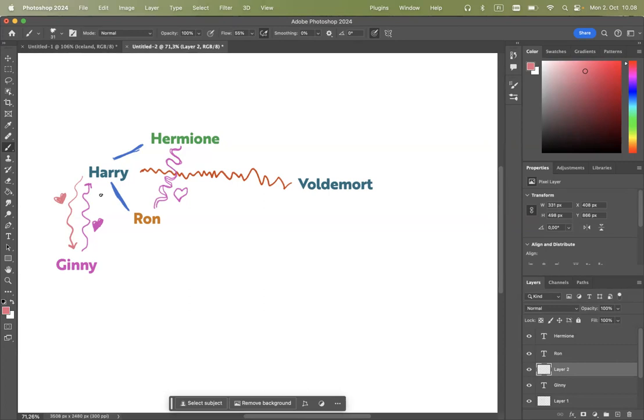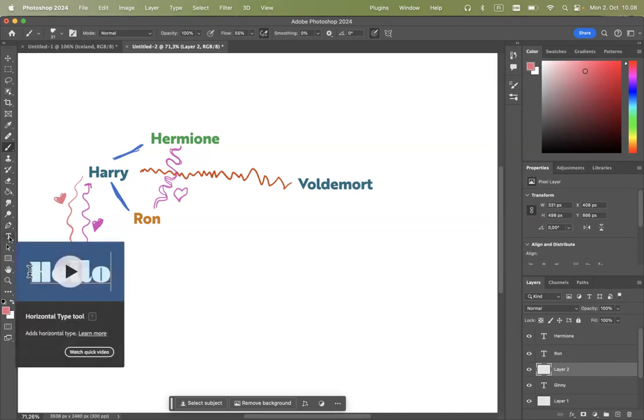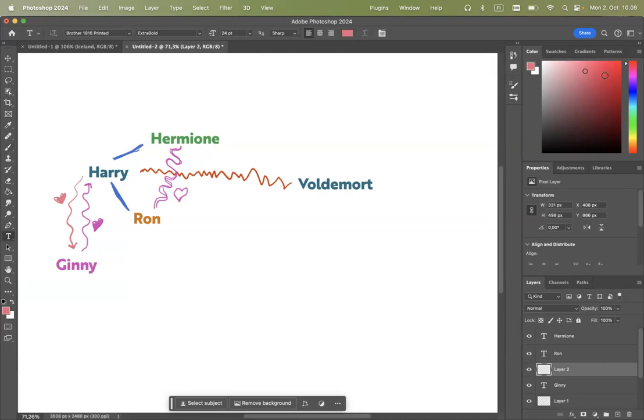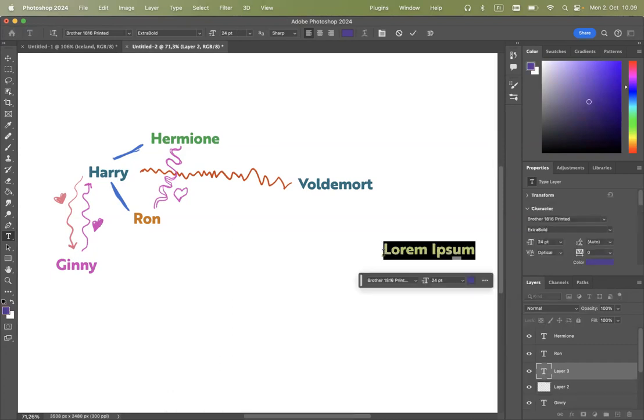Then Voldemort has a love interest too. Do you remember who it was? Bellatrix Lestrange. Yes, but what about his... Well, I put Bellatrix here, but we have another bigger one.